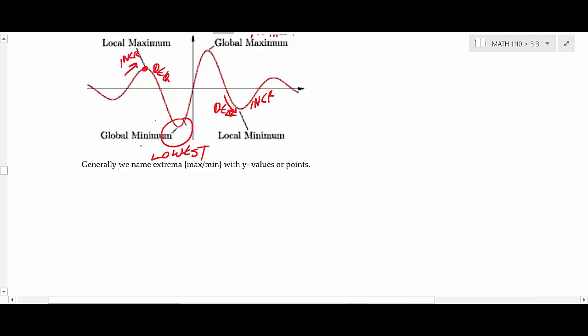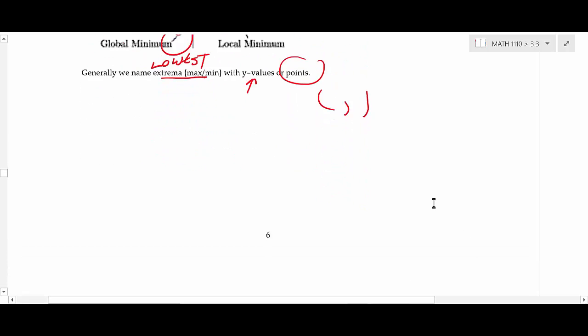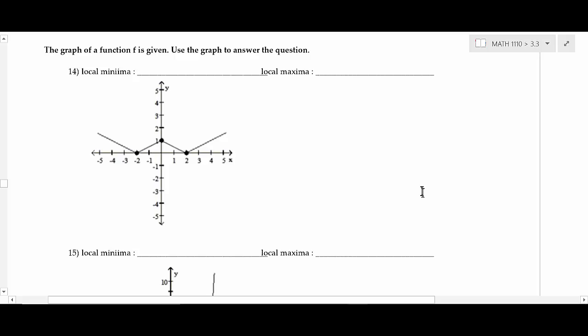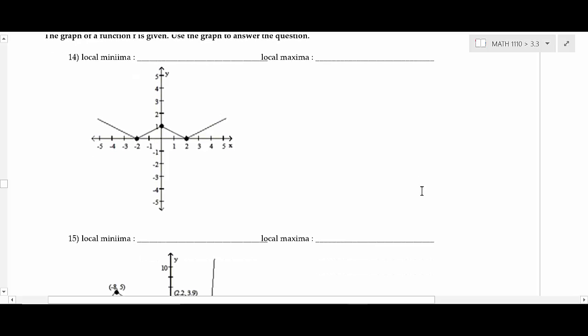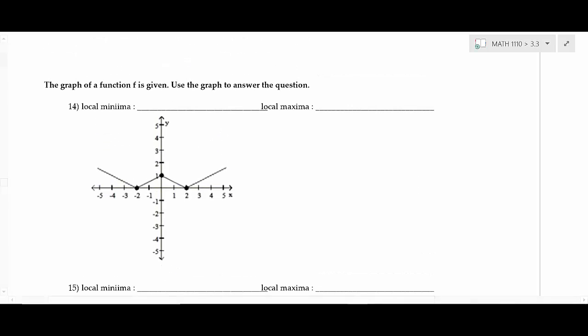Generally when you name extrema, and textbooks do this differently, most of the time I just have you name it as a point. You just locate the point and tell me whether it's a max or min. Sometimes the textbook might want you to give a y value. Those are kind of interchangeable. Most of the time I'm just going to give them as a point. So let's look at a couple of these on this next page.